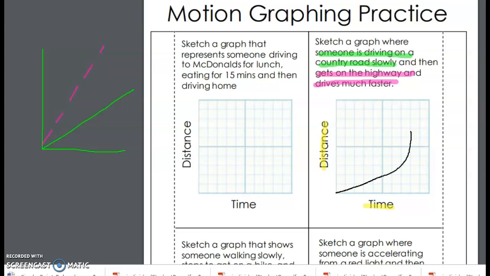So in the first two, are there any questions? Everybody feel good about that? All right.